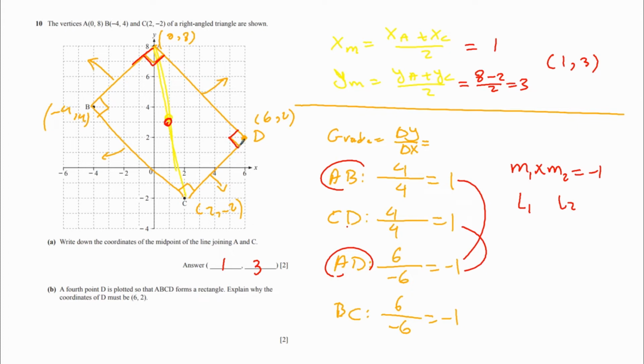And we can also show that CD is perpendicular to BC. So this times that is also again minus 1, which means that this is also 90 degrees. And we already know that that is 90 degrees because that is given in the question. So we have a shape with all 90-degree angles, and that is the definition of a rectangle. So 6, 2 is the right point to make the rectangle ABCD.